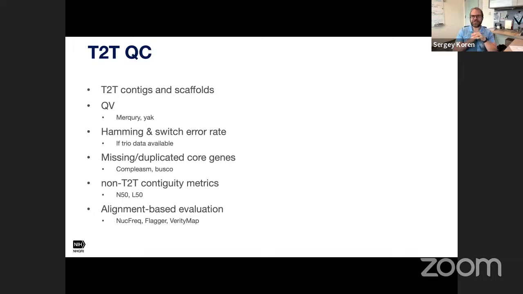There's the non-T2T continuity metrics. And then there are several tools that use alignment-based evaluation with the idea that if your assembly is the genome that was sequenced, then the reads should match it. And so if we map the reads back to the assembly, they should agree with the assembly. And these tools flag regions where there's disagreement of the reads with the assembly.